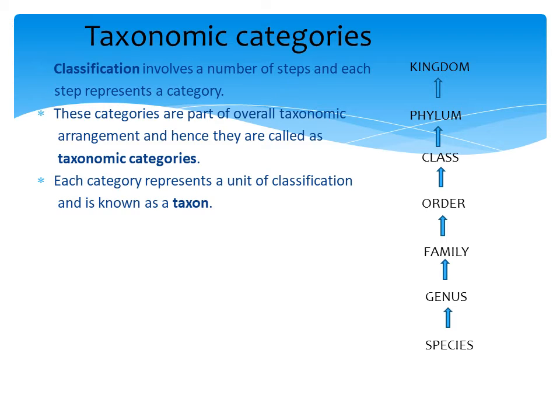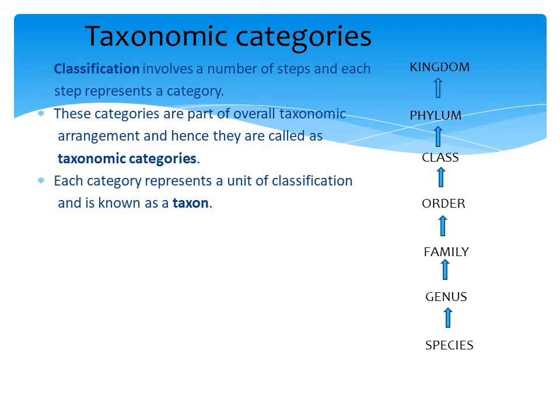Classification is not a one-step process. It involves a number of steps, and each step in the classification process is a taxon. So all of the steps together are called taxonomic categories. Let's take a look at the taxonomic categories.